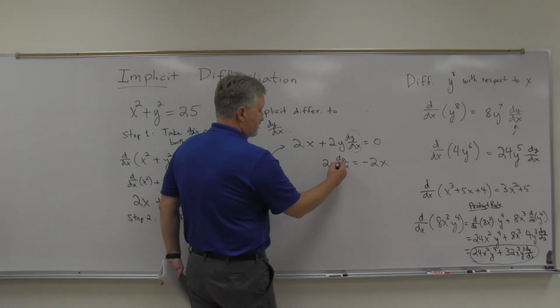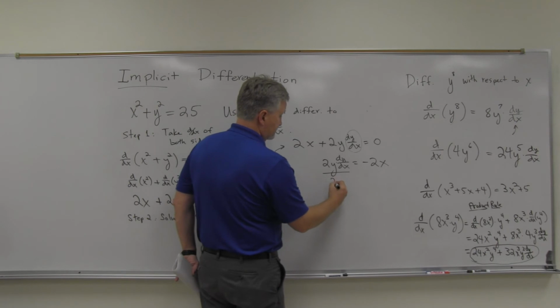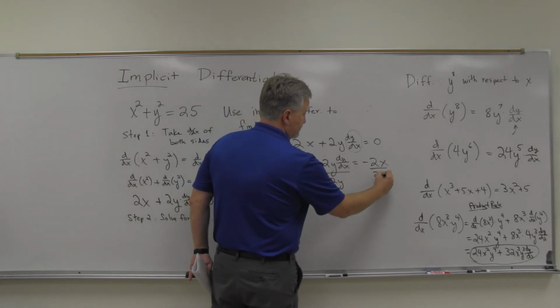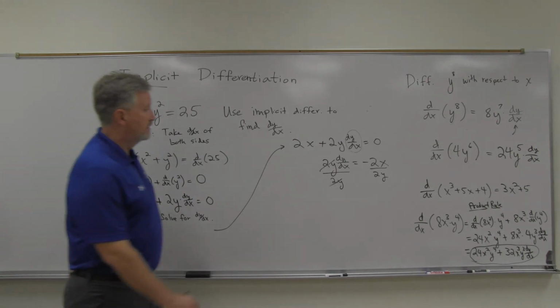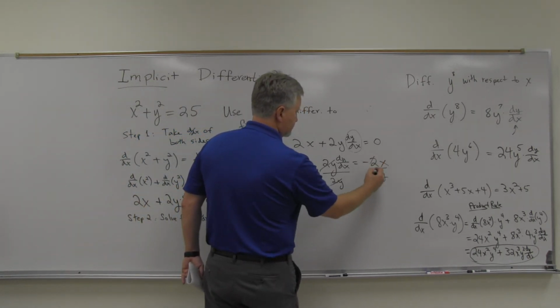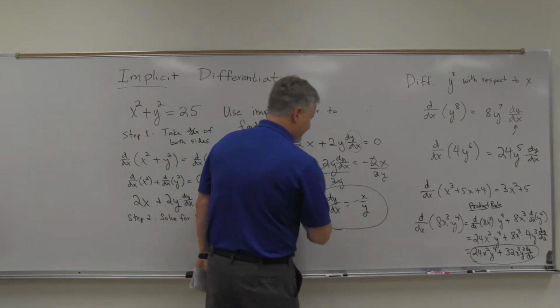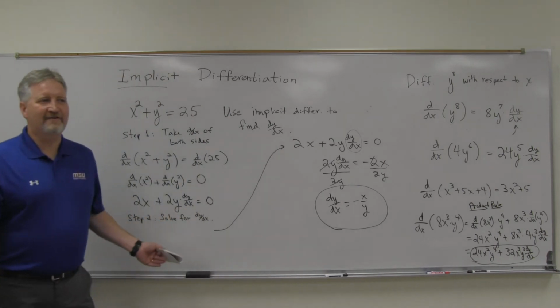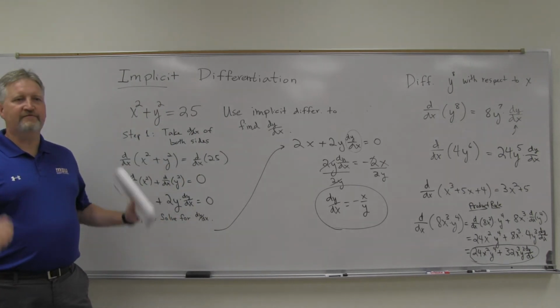Now, that 2y is times the dy over dx, and so let's divide the 2y off. So we have dy over dx equals, and of course the 2's cancel, so it's minus x over y. Ta-da. Okay. Isn't that what we're trying to find, the derivative? Once you get it solved for dy over dx, that's your derivative.